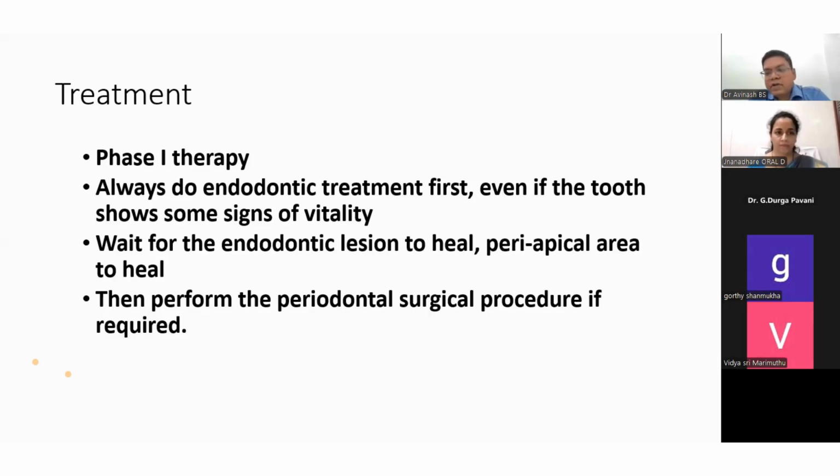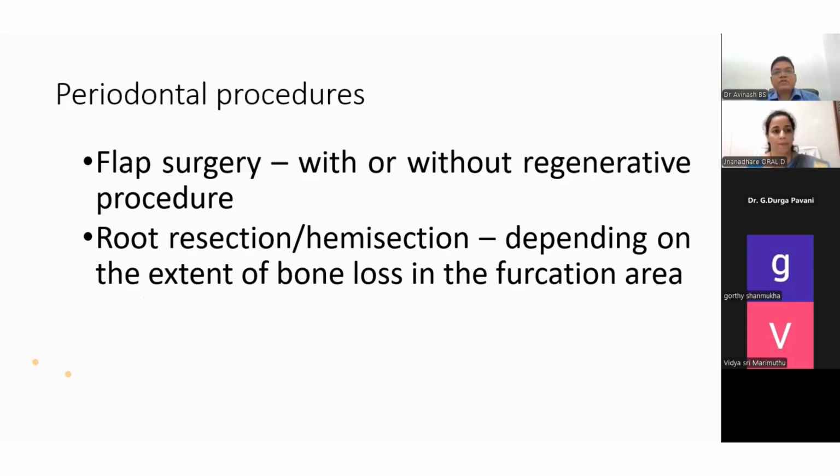It's not that because it is primary perio and secondary endo, you do perio surgery first and then the endodontic treatment. Always start with endodontic treatment, then wait for the periodontal lesion to heal. Many times after endodontic treatment, the periodontal lesion heals on its own because you're removing the source of the infection. And if you have to do a periodontal procedure, you can perform flap surgery with or without regeneration, that is bone graft and GTR membrane. Or in the radiograph which I showed, you can do root resection or hemisection, depending on how much bone loss has happened for that particular tooth and the furcation involvement.